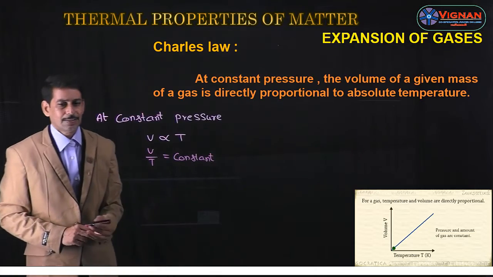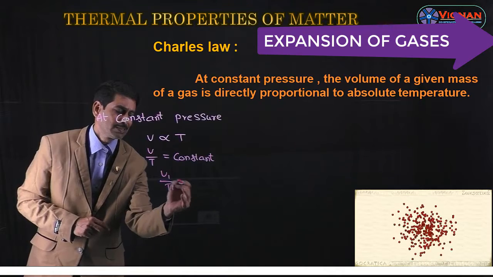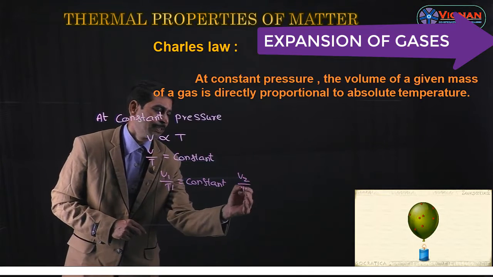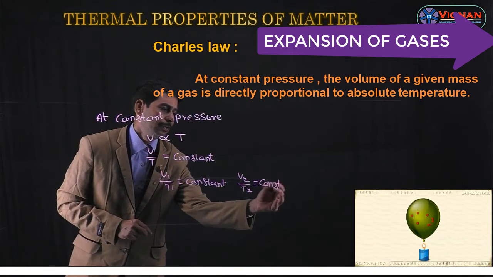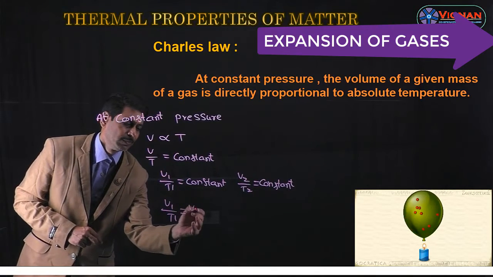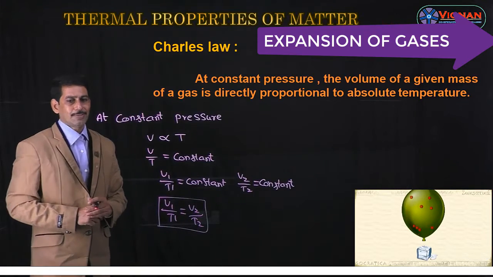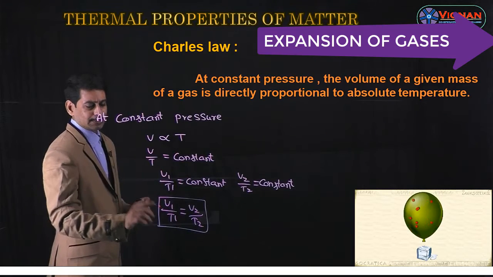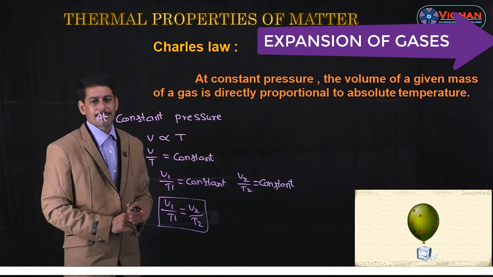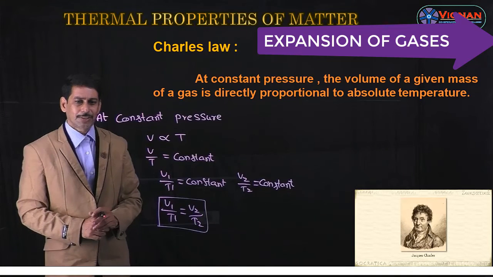And if we consider two cases, that is two gases, then for the first gas V1 by T1 is equal to constant, and for the second gas V2 by T2 is equal to constant. If we equate these two cases, we get V1 by T1 is equal to V2 by T2. So this is nothing but Charles' law. But remember one thing, the temperature must be in Kelvin scale. T1, T2 are the temperatures of the two gases respectively, and V1 and V2 are the volumes of the two gases, but the temperature must be taken in Kelvin scale.